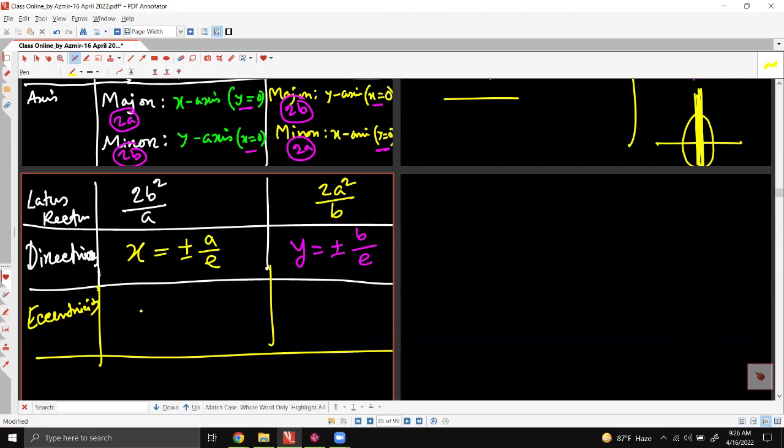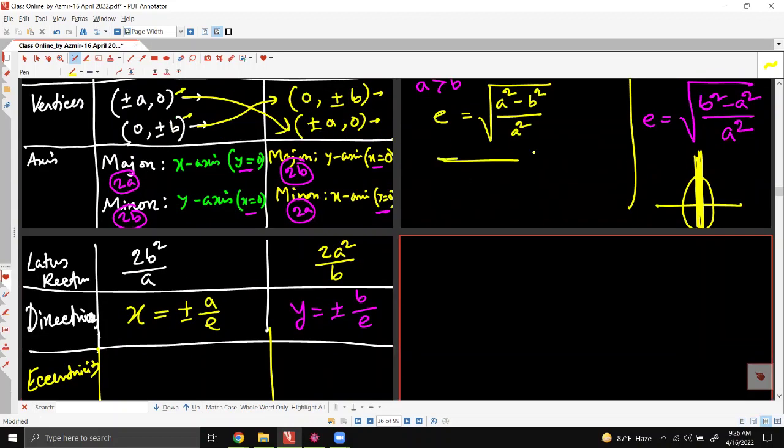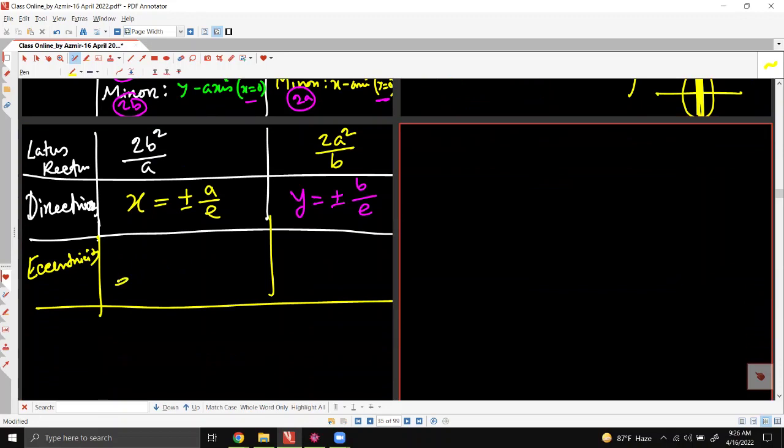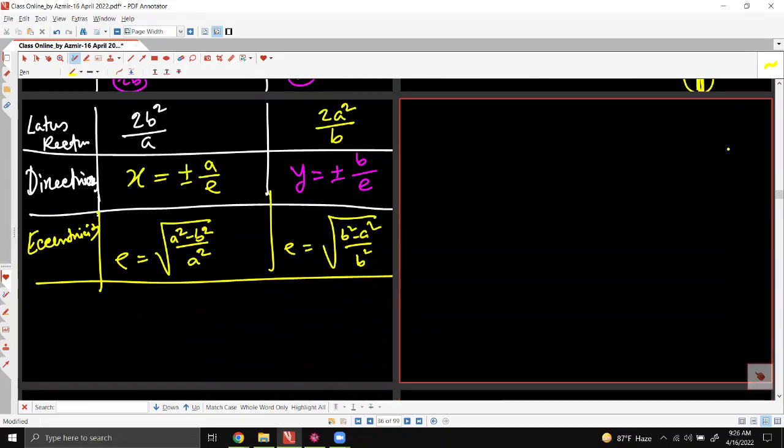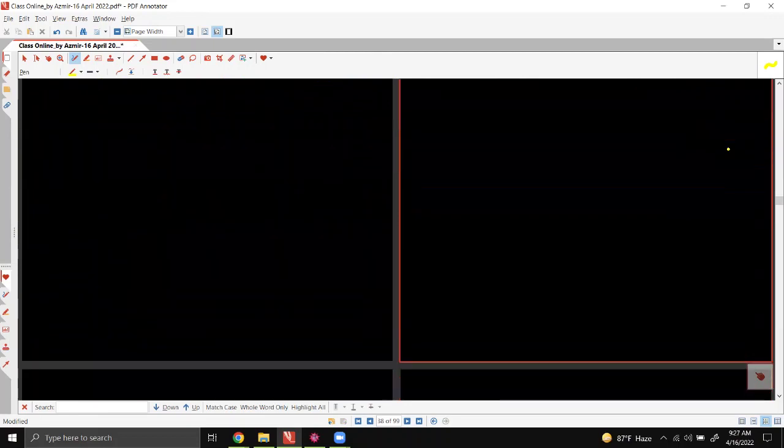Eccentricity for a greater than b will be this one. So e equals square root of a squared minus b squared over a squared, and e equals square root of b squared minus a squared over b squared. So this is eccentricity.